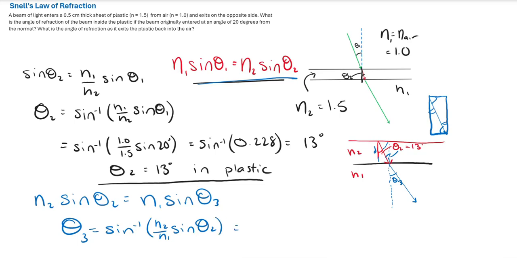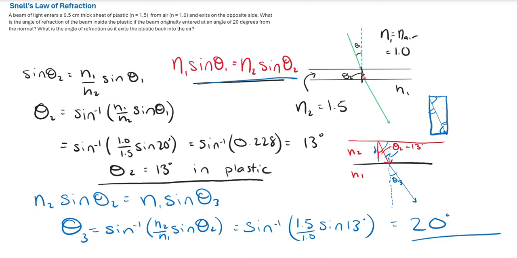So that is inverse sine of 1.5 divided by 1. Of course, you don't have to actually divide this by 1, since you're just going to get the same answer either way. And then we have times the sine of 13 degrees. And this is actually just going to give us 20 degrees. So we're back to the angle that we started with. So 20 degrees for theta 3 when we go into the air.